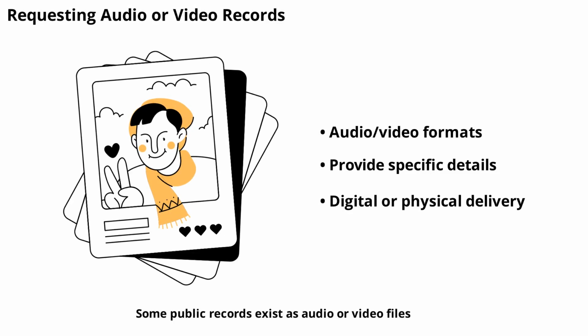Some public records exist as audio or video files, such as recordings of public meetings or police body camera footage.